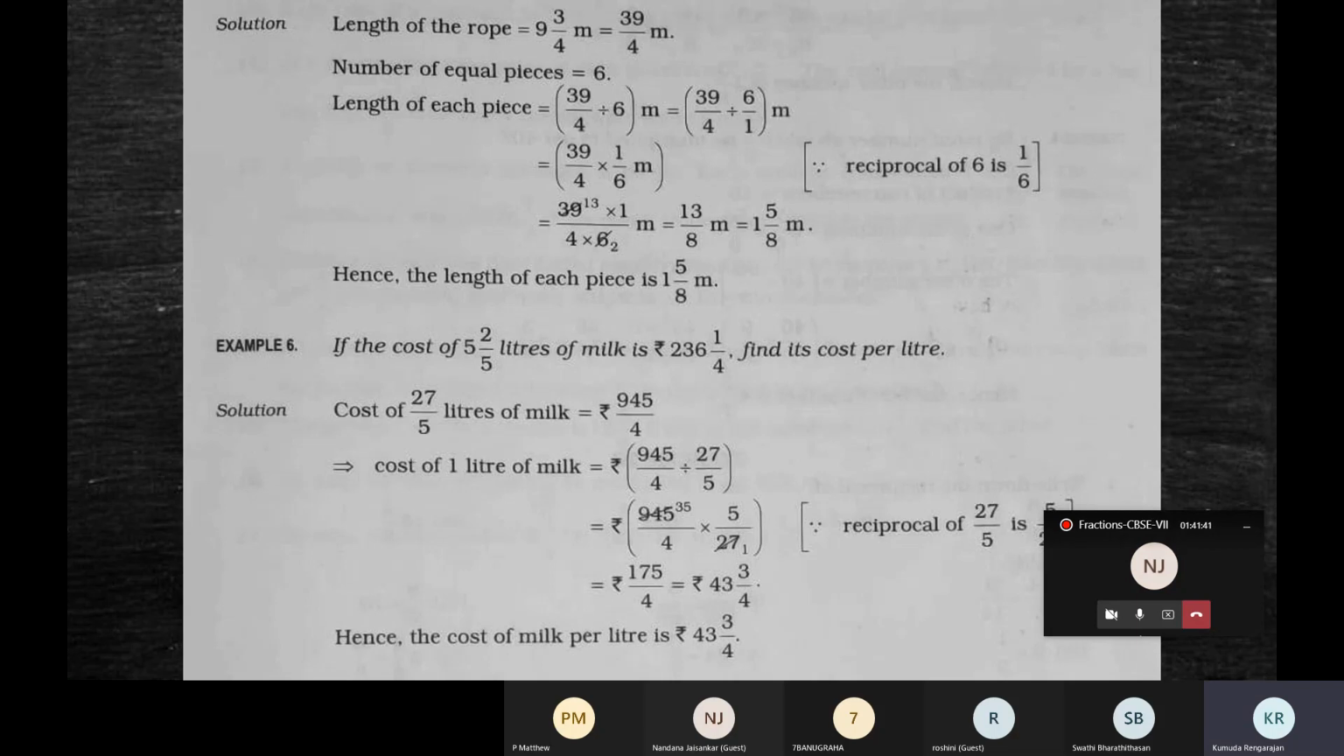Do 945 divided by 3. You will get 309. Not 309, 315. You will get 315 here. So this will be 315 and this will be 9. Now again take up 315 and 9. Cancel it further.